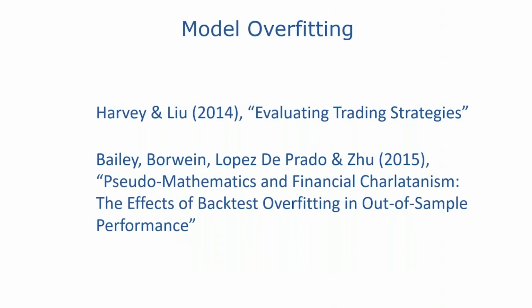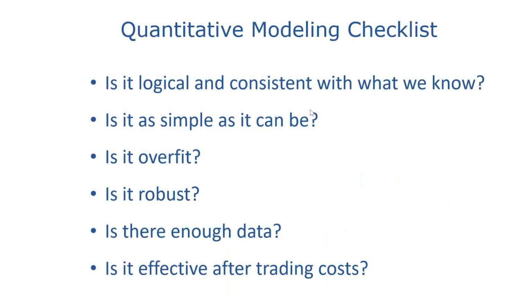Now, what do we do in the event of model overfitting, where we have multiple comparison biases? Well, there are a few papers out there that will identify false discovery rates and help us overcome that. This is important because the memory effect means that overfitting leads to losses, not just noise. Here's a checklist I put together of what we should be looking at as far as quantitative modeling.